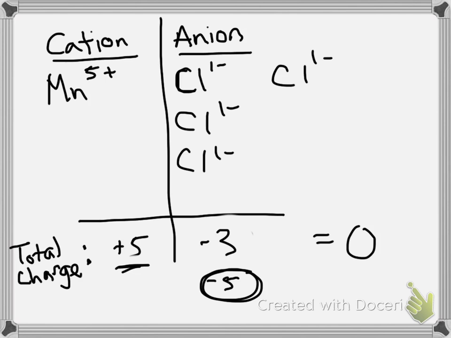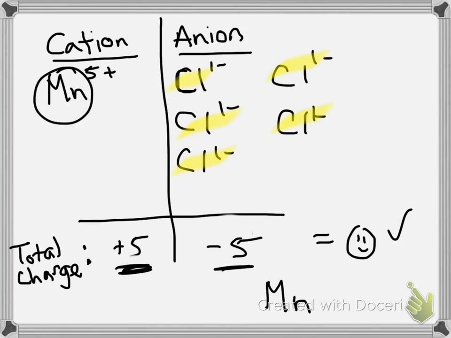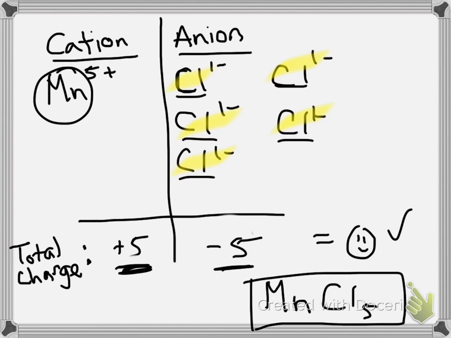Since each chlorine has a -1 charge, I will need 5 chlorines. So now I have 1, 2, 3, 4, 5. That would be a -5. +5 minus 5 does equal 0. Yay. So in this case, my chemical formula would be Mn. I only used 1 Mn. That's all I have. Cl, and then I used 1, 2, 3, 4, 5. So Cl5. So this is my chemical formula.